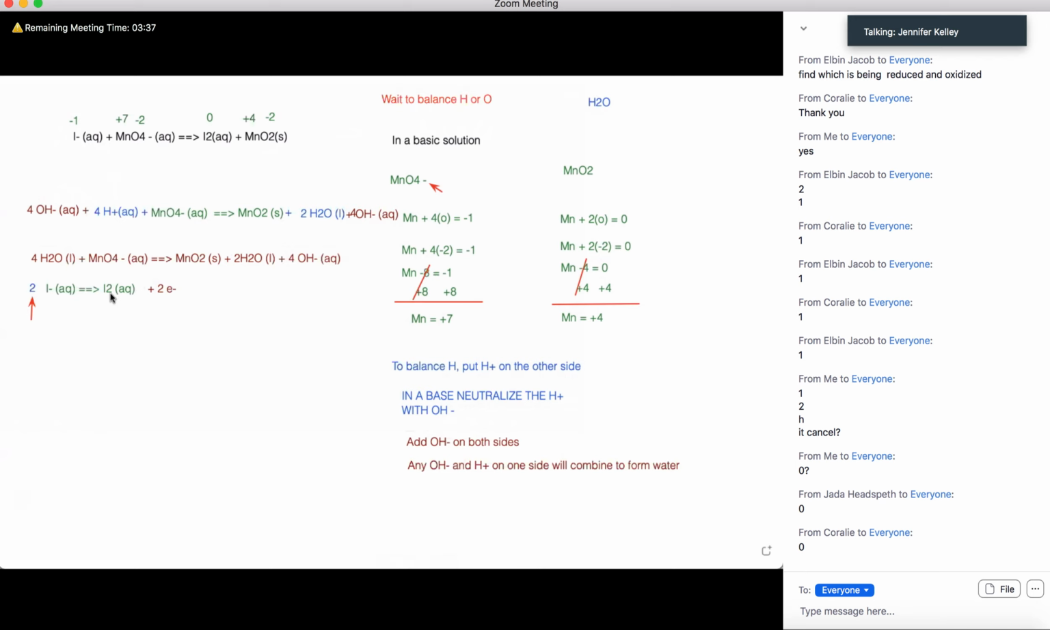Okay, so I have I2, which is neutral, plus 2 negatives. So it'd be like 0 minus 2. That's going to be -2 on the right. And on the left, I have 2 times I minus, so that's also a -2 on the left. So on the left and the right both match now.